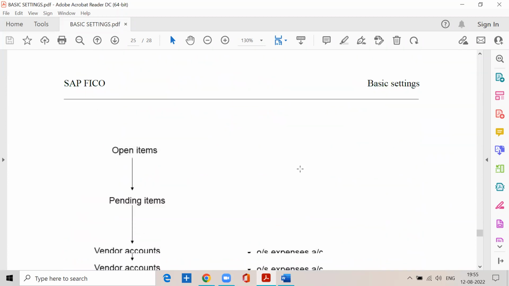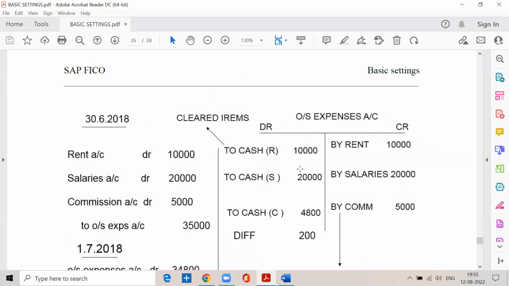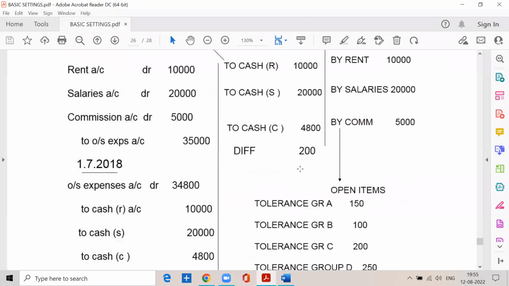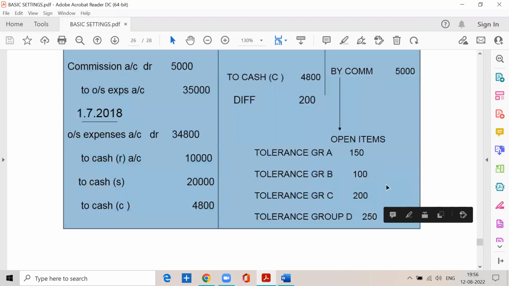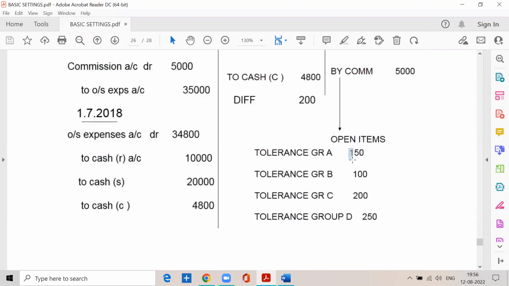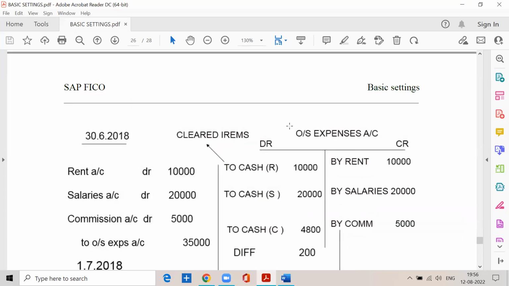Based on the requirements of the accounts department, you define a number of tolerance groups. For each tolerance group, you define an upper limit. For example, here we define 4 tolerance groups. Tolerance group A, 150 rupees. Tolerance group B, upper limit 100 rupees. Tolerance group C, upper limit 200 rupees. Tolerance group D, upper limit 250 rupees. Now, based on the requirement of the accounts department, you assign the required tolerance group in the GL account master record.